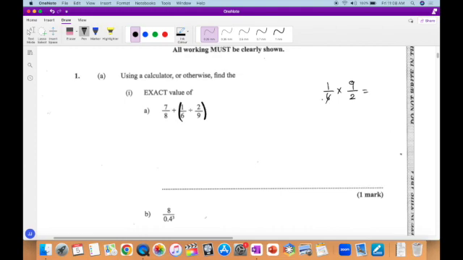So 3 into 6 is 2. 3 into 9 is 3, so we'll end up getting 3 over 4. And now the question will be 7 over 8 plus 3 over 4. Well, 4 times 2 is 8, so 3 times 2 is 6, so that'll be 7 plus 6 over 8, which will be 13 over 8, which will be 1 and 5 over 8. And that is the exact value.